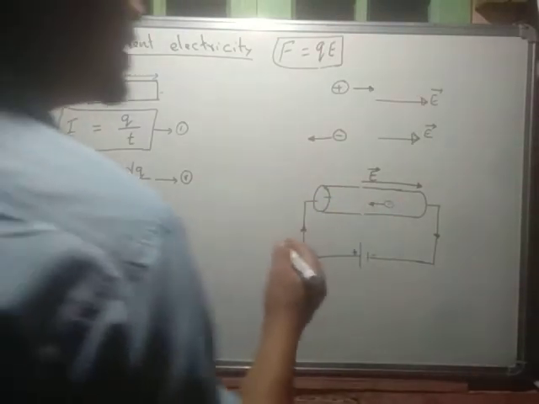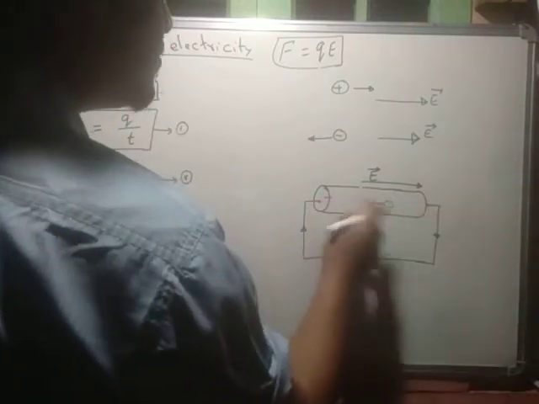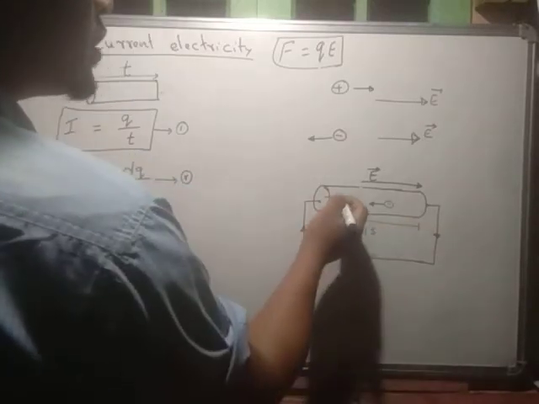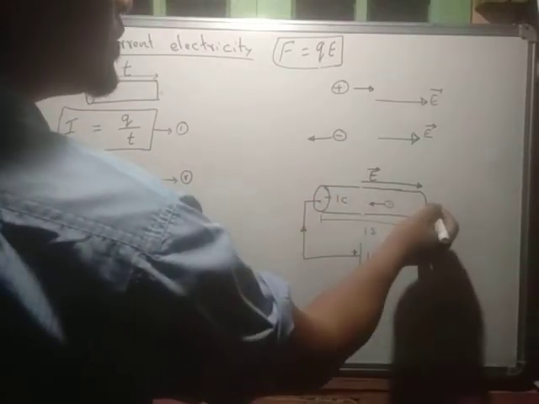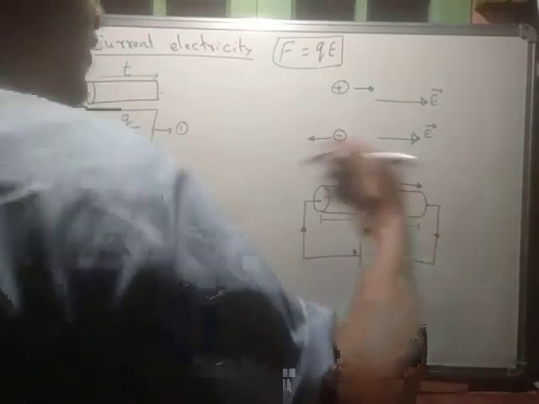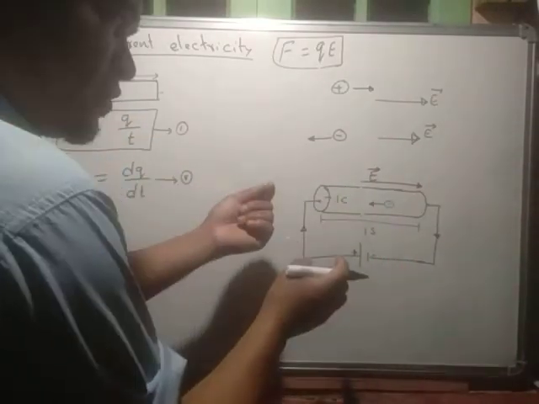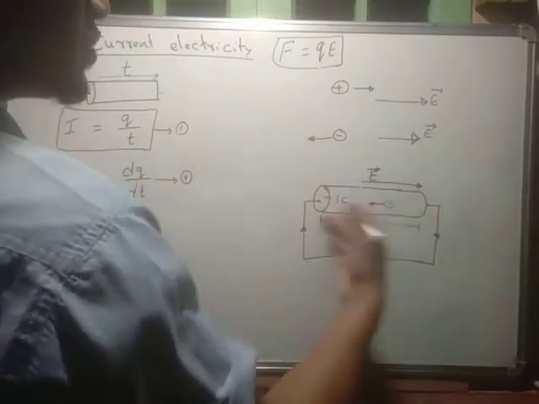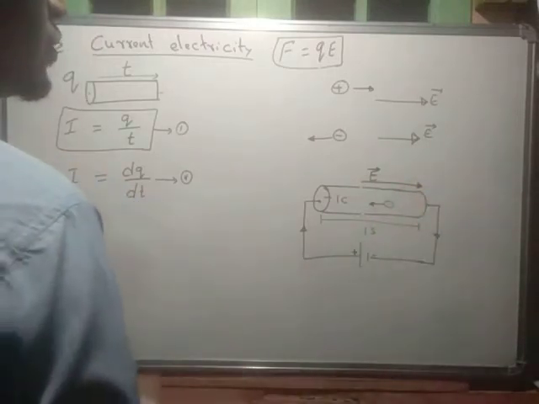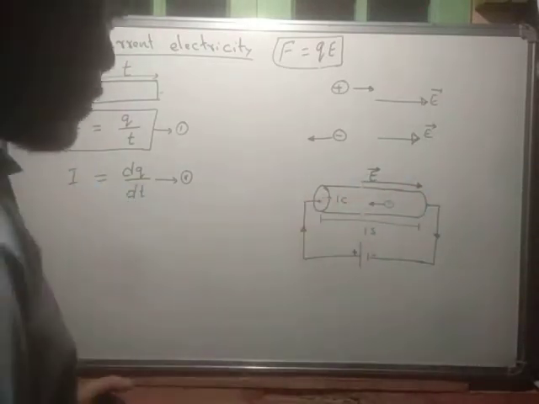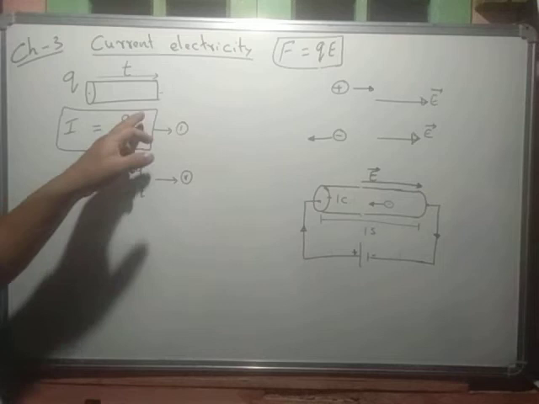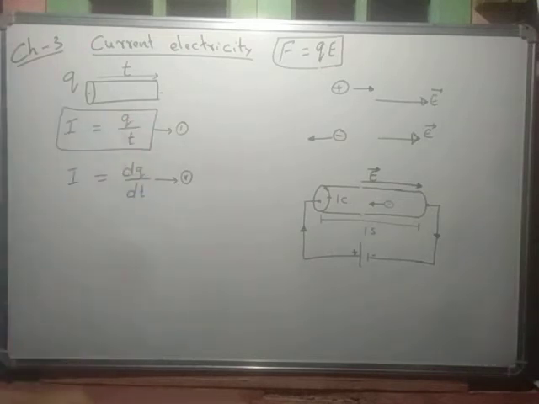What does it mean? Suppose for 1 second, 1 coulomb of charge crosses from one end of the conductor to the other. Again for another 1 second, the amount of charge crossing is 1 coulomb. Again for the next 1 second, 1 coulomb of charge crosses the length of the conductor. Such a flow of charge is uniform, so we say the rate of flow of charge is uniform, and for that we write electric current equals Q by T, which is a steady current because the rate of flow of charge doesn't change.